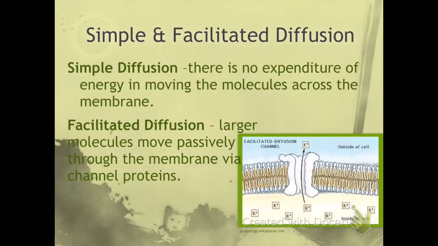Now, this type of movement still requires no energy, so it's still moving from high concentration to low concentration, but this is movement that occurs when either a molecule is too large or a molecule is charged and so will not move through the fatty acid tails of the phospholipids due to the polar-nonpolar relationship. So if a molecule is too large or if it has a charge, it's going to move by a way called facilitated diffusion, which means that it moves through a channel protein, as you can see here, that basically just remains open and allows a path through the lipid bilayer.